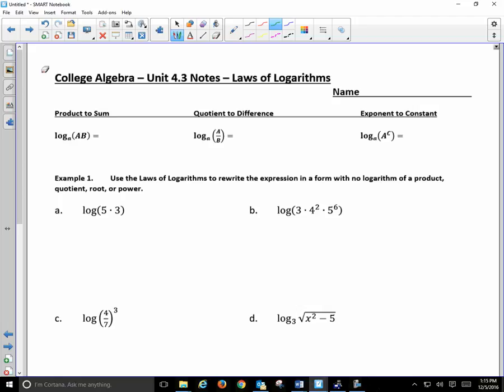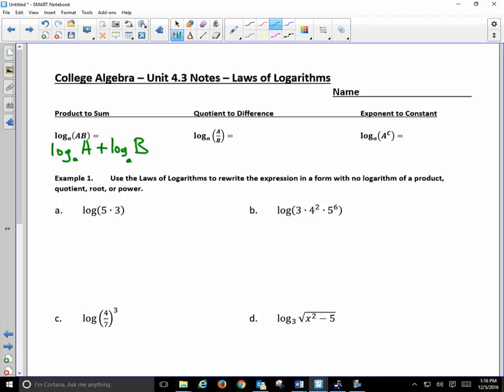Laws of logarithms. Log base a of a times b is equal to the log base a of a plus the log base a of b. So what that means is you can take a single logarithm and you can expand it into two logarithms, or you can take two logarithms and put it together as one logarithm. And we use this addition multiplication piece.